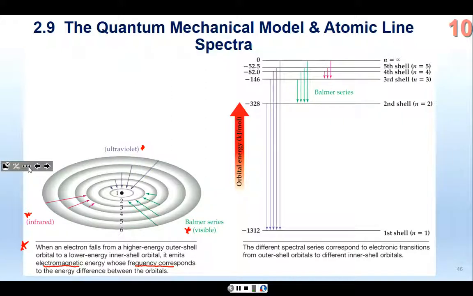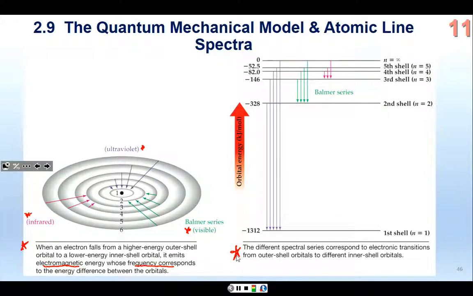No kidding, unless you've got special detectors. And so there's possibilities of their going from 6th, 5th, 4th, 3rd, and 2nd shells back down to a first shell or a lower shell. And so each of these spectral lines that you see in atomic spectra corresponds to electronic transitions from outer shells to inner shells. Certain things with certain energy transitions will be characteristic for every element.